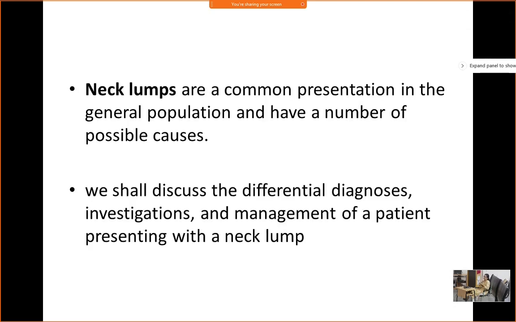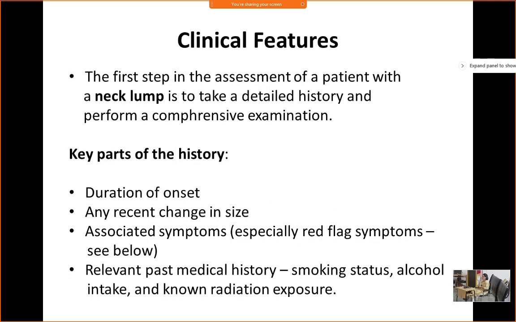So neck swelling or neck lumps are a common presentation in the general population and it has a number of possible causes. The main thing is this will be important in your clinical examination. So we will discuss here the differential diagnosis, the investigation and the management of a patient who presented to you with a neck swelling. The first step in the assessment of the patient is a detailed history and a comprehensive examination.